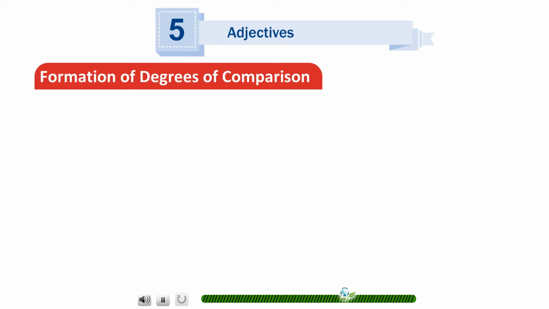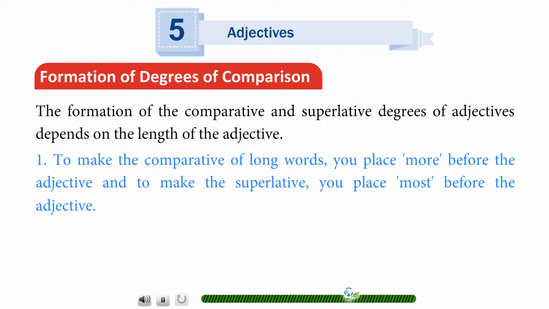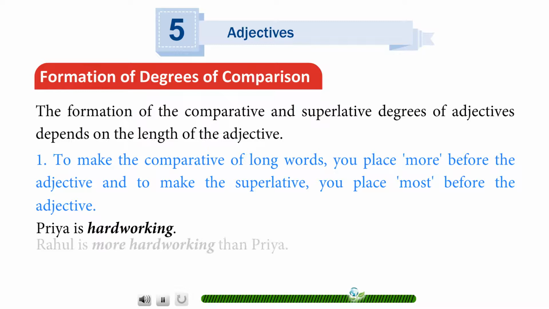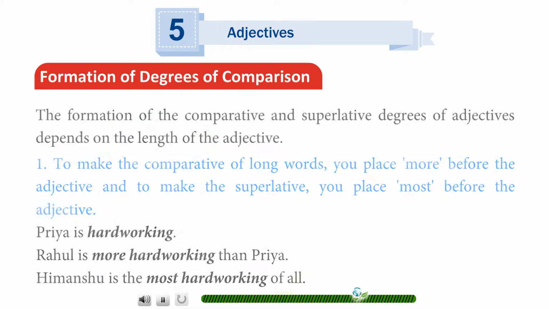Formation of degrees of comparison. The formation of the comparative and superlative degrees of adjectives depends on the length of the adjective. 1. To make the comparative of long words, you place more before the adjective, and to make the superlative, you place most before the adjective. Priya is hardworking. Rahul is more hardworking than Priya. Himanshu is the most hardworking of all.